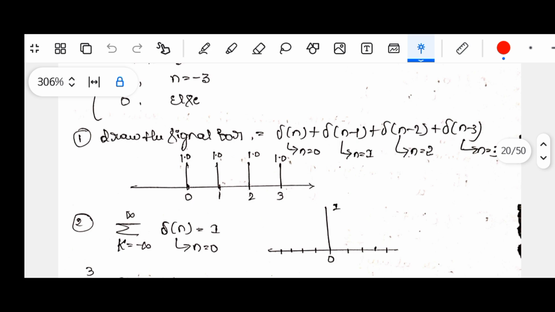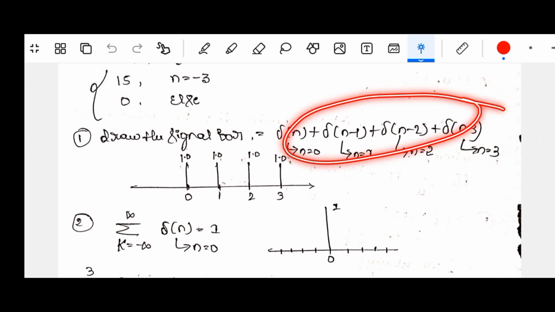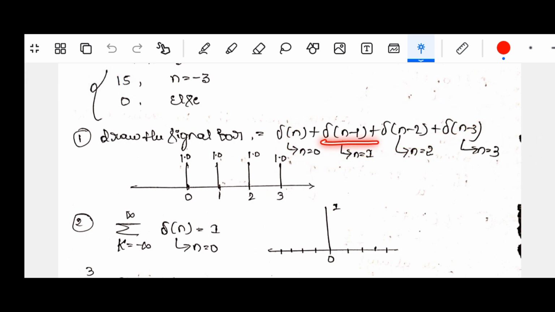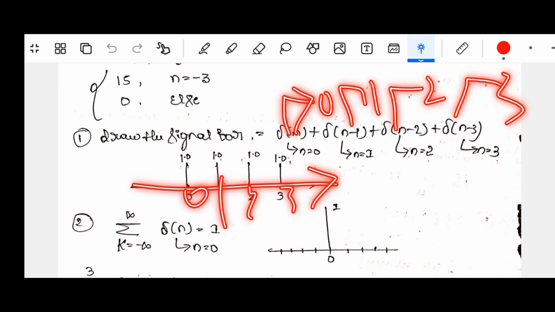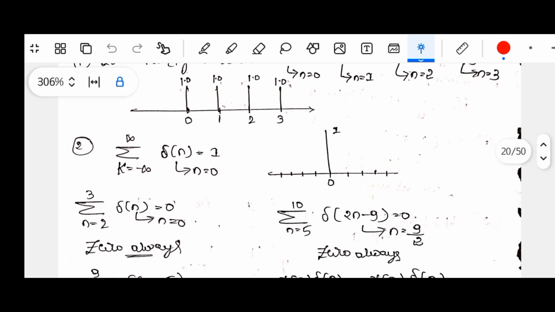So let's see, draw the signal for the given problem. Delta of n plus delta of n minus 1 plus delta of n minus 2 and delta of n minus 3. First we will find out the location. It will be 0, 1, 2, and 3. So we have to plot along 0, 1, 2, 3 up to 3. We will get the value as 1, 1, 1.